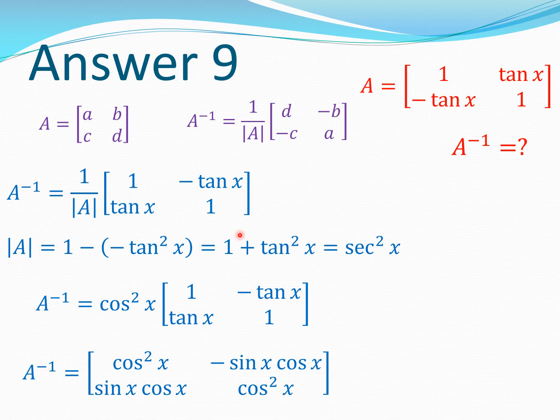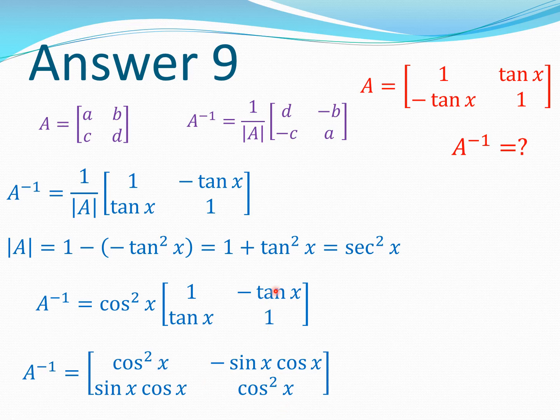So if I do that, 1 into 1 is 1 minus these two tans and a negative sign, and so I get 1 plus tan square x, which is sec square x, which you will remember is 1 by cos square x. So I get A inverse is cos square x here. So 1 by sec square x becomes cos square x, and this is 1 minus tan x 1.